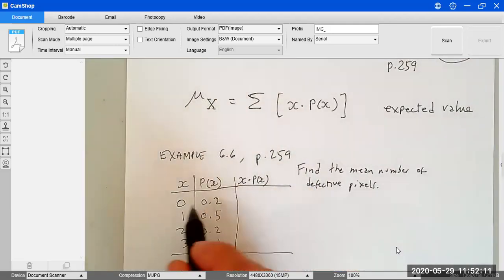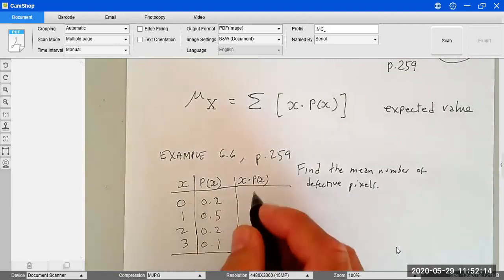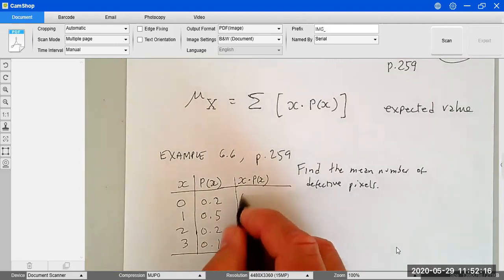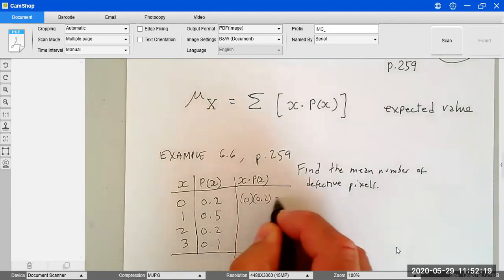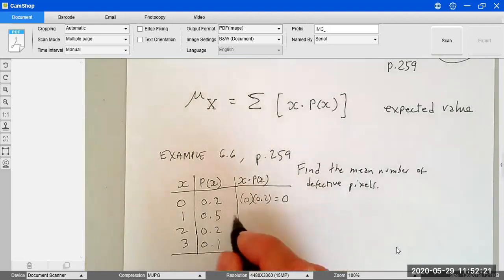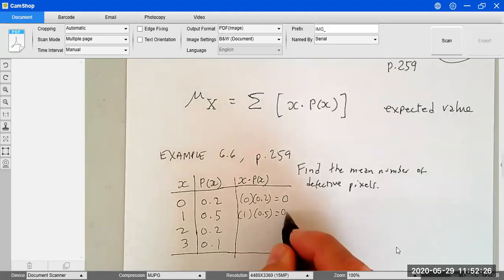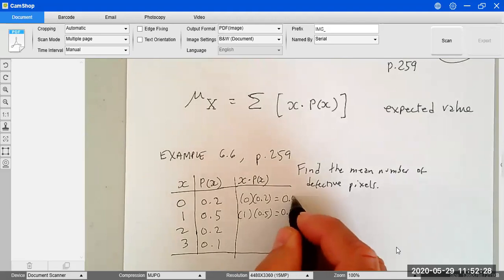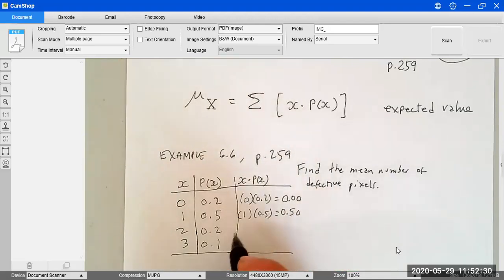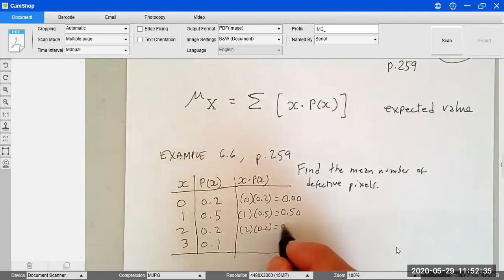In the first case, you're going to multiply 0 and 0.2. 0 times 0.2 is just 0. Then we're going to multiply 1 times 0.5, which is 0.5. Then we have 2 times 0.2, which is 0.40. And finally, 3 times 0.1, which is 0.30. Then we're going to get the sum.